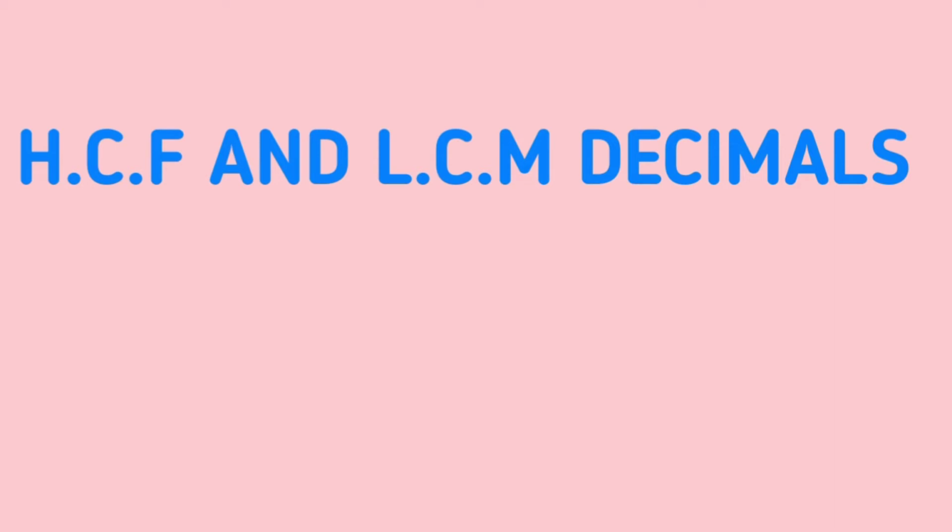Coming to the next one, HCF and LCM of decimals. For finding HCF and LCM of decimals, we follow some steps. Step number 1 is to convert each of the decimals to like decimals, and the second step is to remove the decimal point and find the highest common factor and least common multiple as usual. And the third step is, in the answer, put the decimal point so there are as many decimal places as in the like decimals. Let us see one example for better understanding.